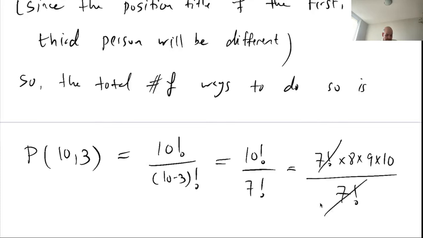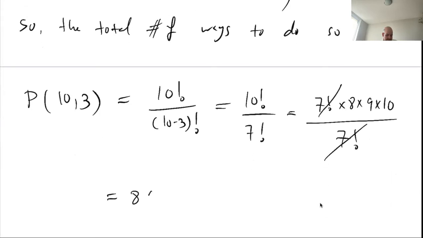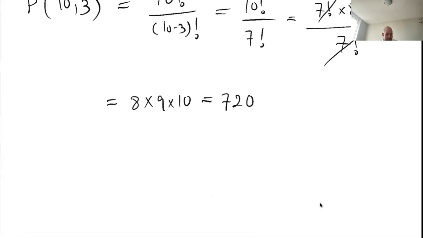Seven factorial cancels with 7 factorial, and then I'm left with 8 times 9 times 10, which is 720. Okay, so there's 720 ways to choose a committee with 3 people and having different position titles for the members: first person being chair, second person being assistant, third person being secretary. Okay, so this is the concept of permutations.